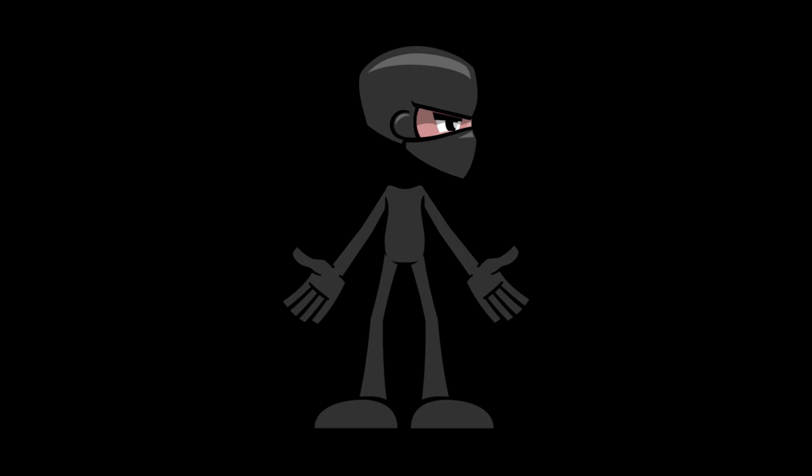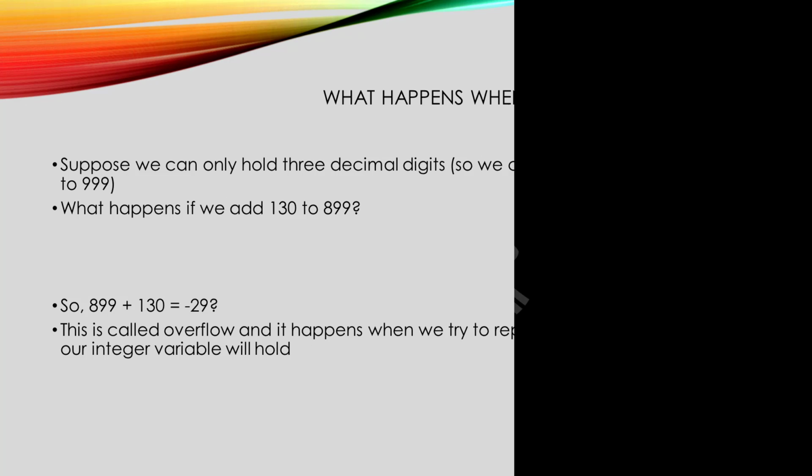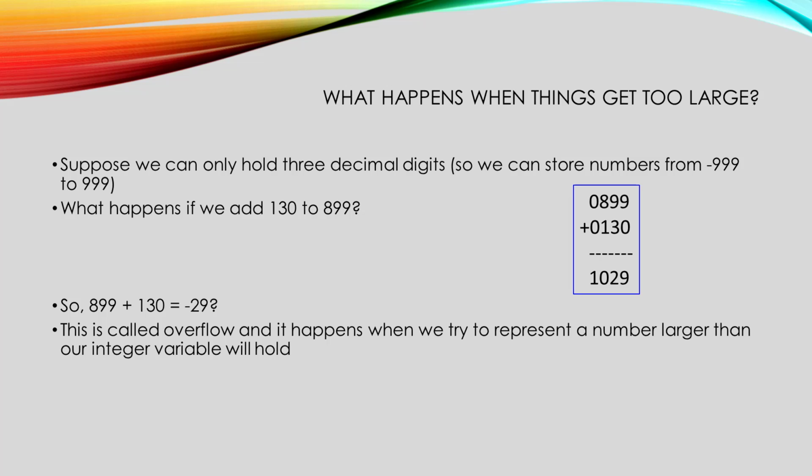Wait, we added 899 and 130 and got negative 29? What kind of stupid machine is this? Yep, that's the way it works, and I agree that seems pretty awkward. This is called overflow because we essentially carried into the sign bit. The number overflowed the amount of space we had for it.